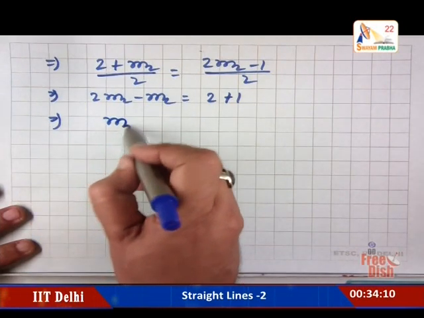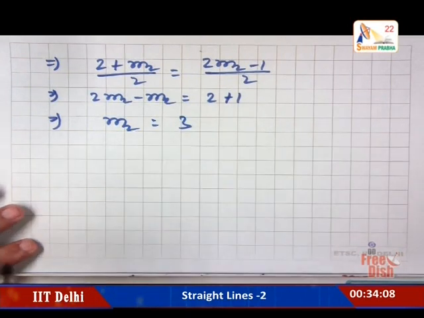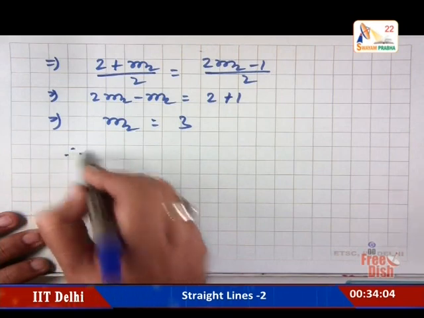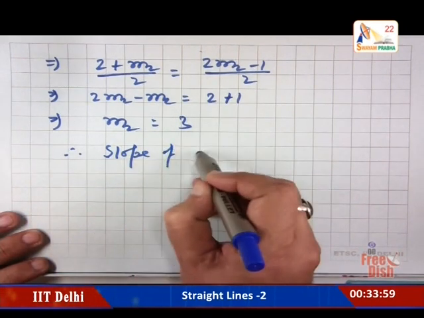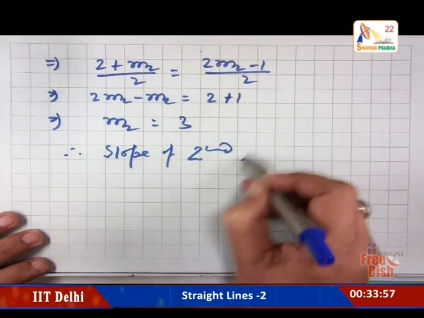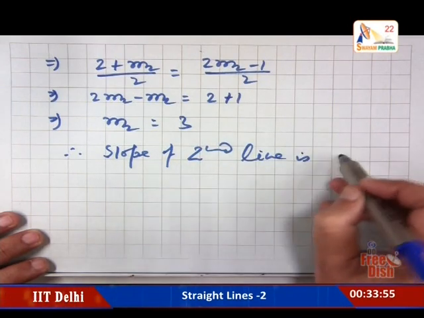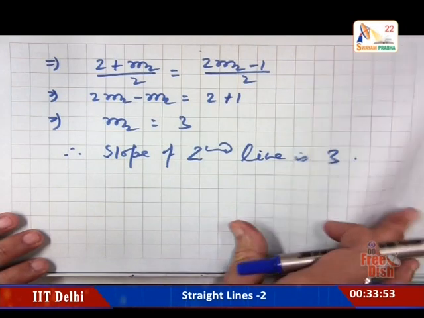So m2 is equal to 3. So the slope of the second line is 3.